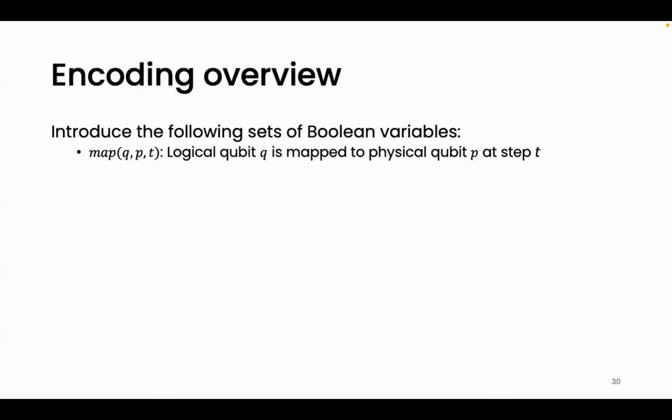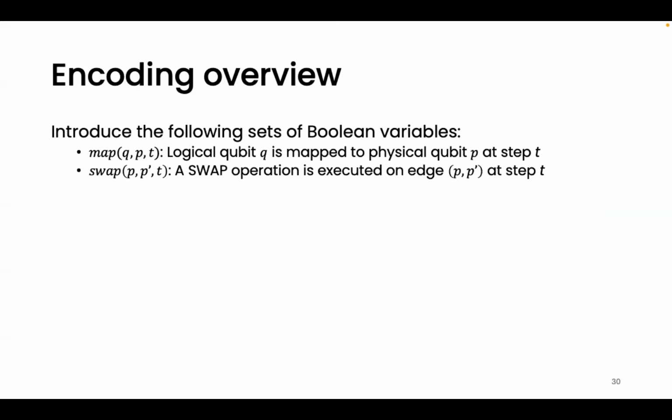And here's how the encoding works. We use 2 sets of Boolean variables. On one hand, we have these map variables. Let's say map(q,p,t) says the logical qubit q is mapped to physical qubit p at time step t. These are just ordinary Boolean variables. I'm using this functional notation because the subscripts would be hard to read, but it's just Boolean variables. And then we have another set that says we applied this swap operation along this edge at this time step.